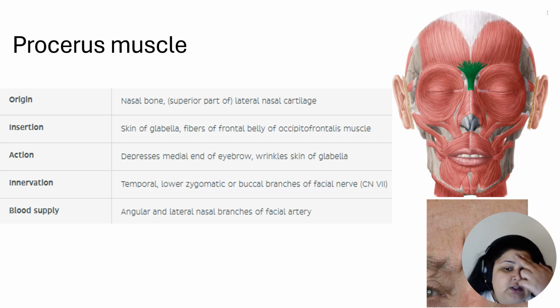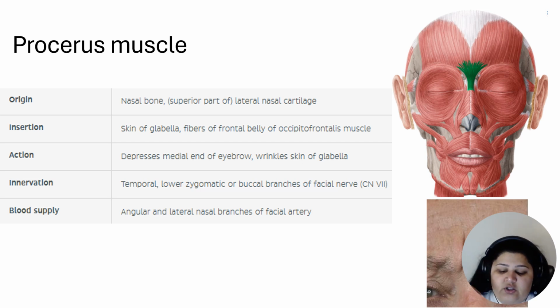Procerus muscle. This part is the procerus muscle, like this. You see this part? As you can see, my wrinkles right here. The origin is the nasal bones and the superior part of the lateral nasal cartilage. The insertion is the skin of the glabella. This area, the middle of the eyebrows, is called the glabella.